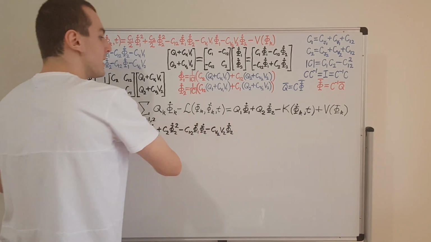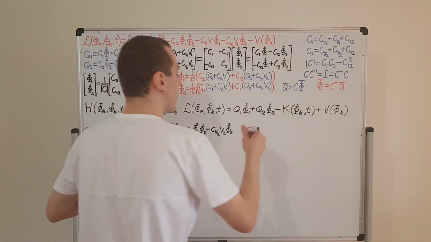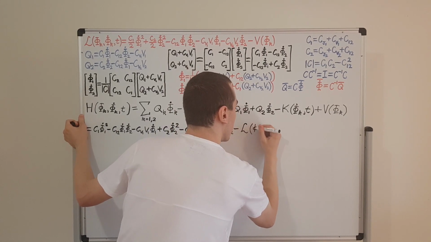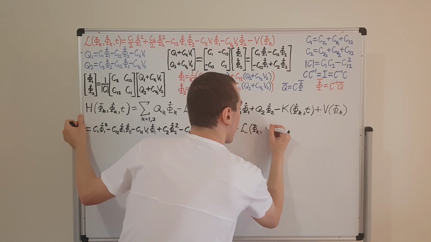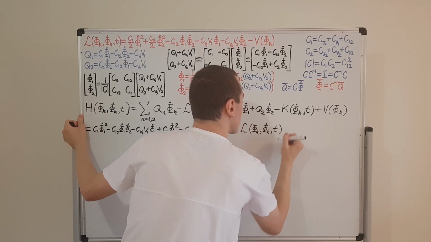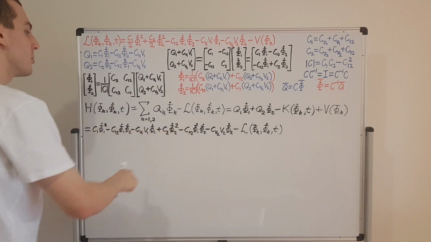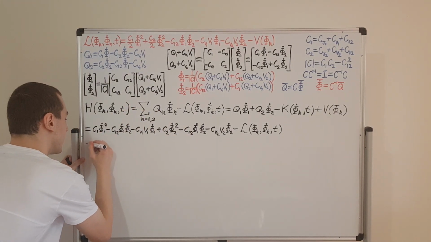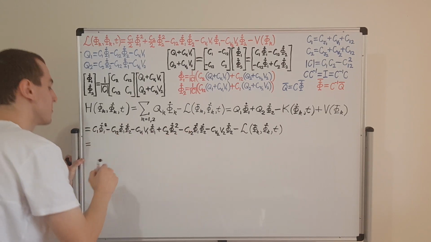So let's write down the rest of this expression. So we also have minus the Lagrangian as a function of the phis and the phi dots. And we have an explicit time dependence as well. So now what I want to do is write this out in a more suggestive form. So that's going to equal, we can group a lot of these terms together.